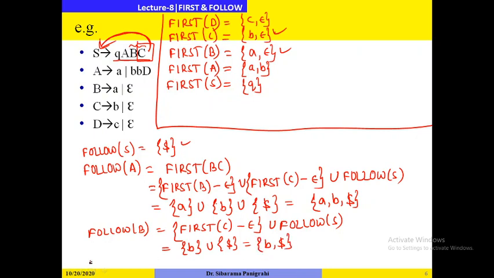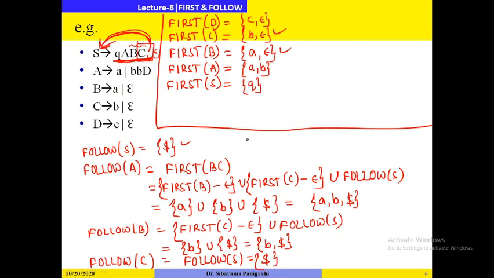Now we will compute follow of C. So you have to look at the production where C appears on the right hand side. So in this production only C appears on the right hand side. So follow of C means here you see after that there is nothing. Nothing means there is epsilon. Okay. So first of epsilon minus epsilon it's phi. Union you have to go to the back. Union follow of S. So follow of C is nothing but follow of S. So that you will get a dollar over here.